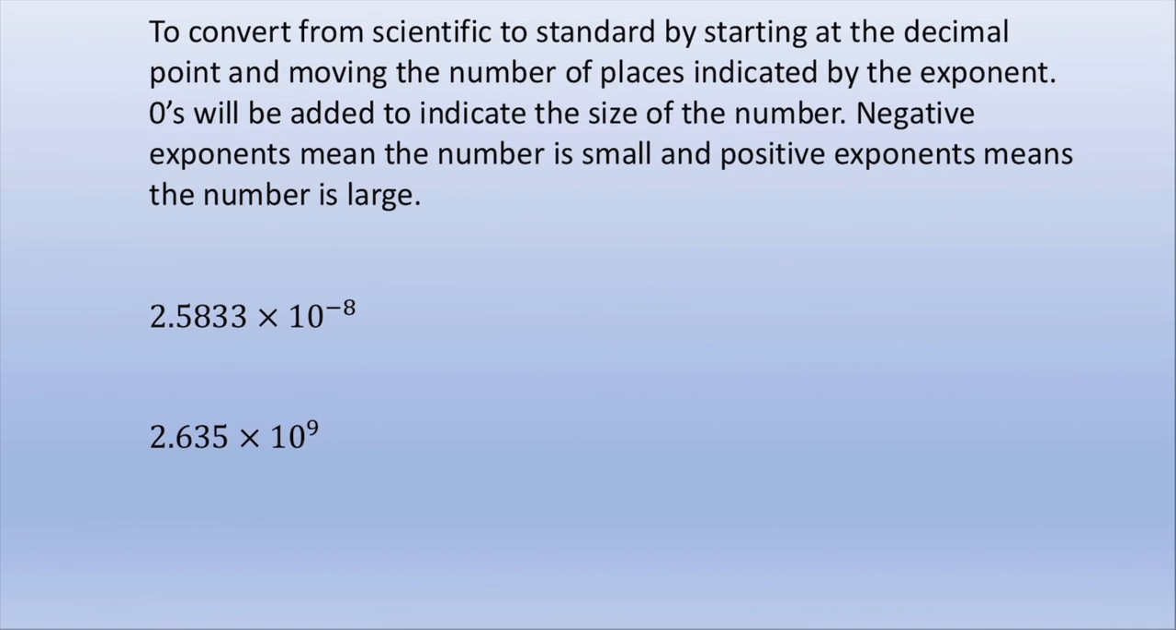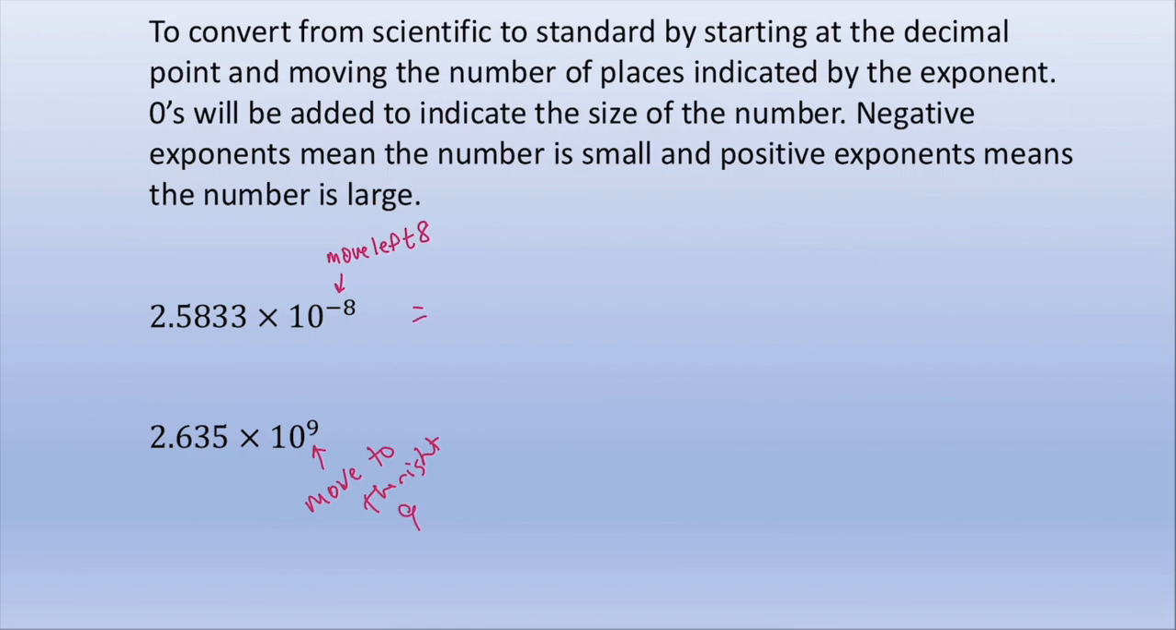Now to go the opposite way, the negative exponent indicates that we are dividing by powers of 10. And the positive exponent indicates that we are multiplying by powers of 10. So it's a large number. So this means that you're going to move the number you see out front. We're going to move to the left 8 places. This one tells me to move to the right 9 places.